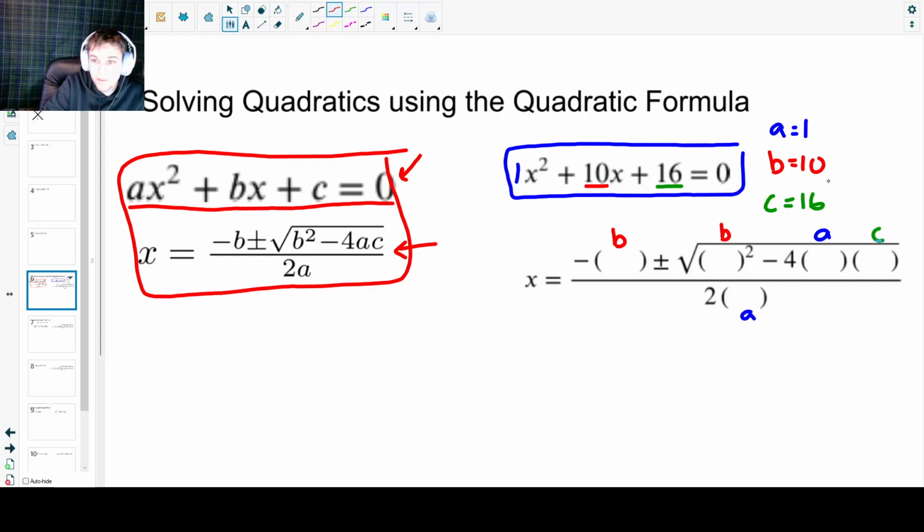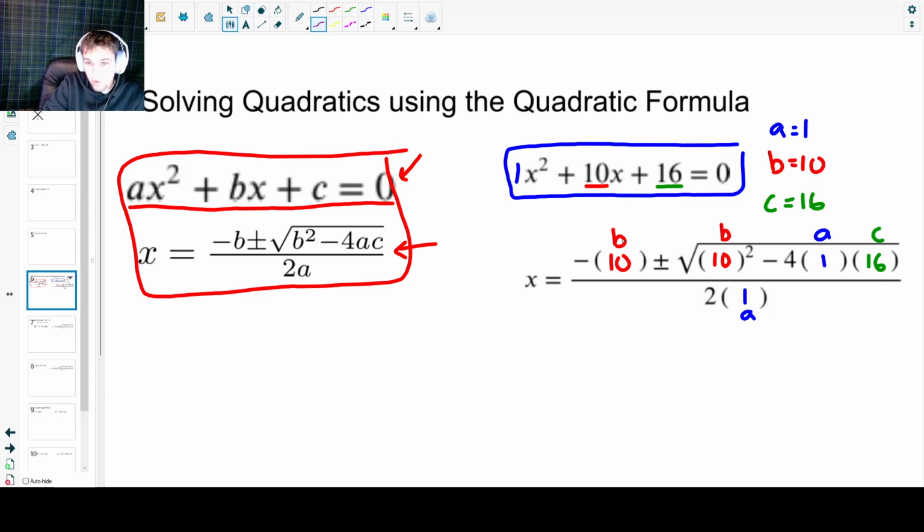So plugging in those numbers, these b's become 10. This a value is a 1, and this a value here is a 1. And then lastly, this part here, c is 16. Okay, so the next step is we need to simplify this down and find our solutions.